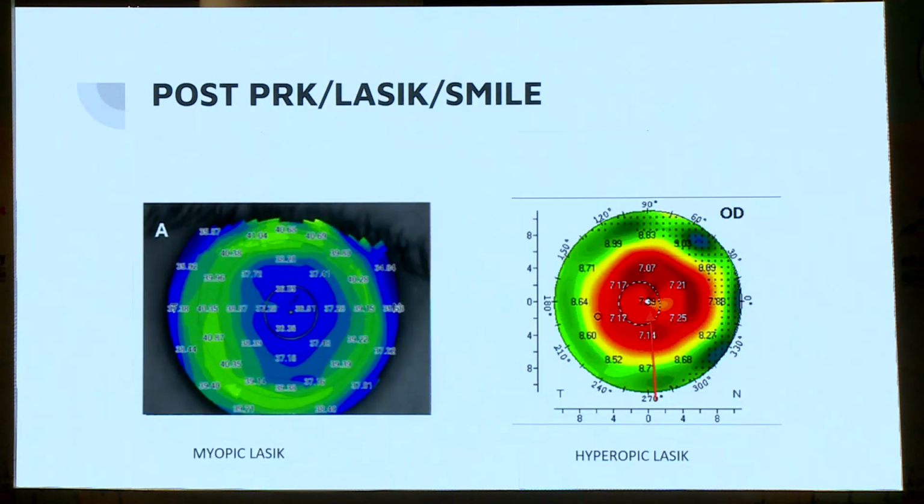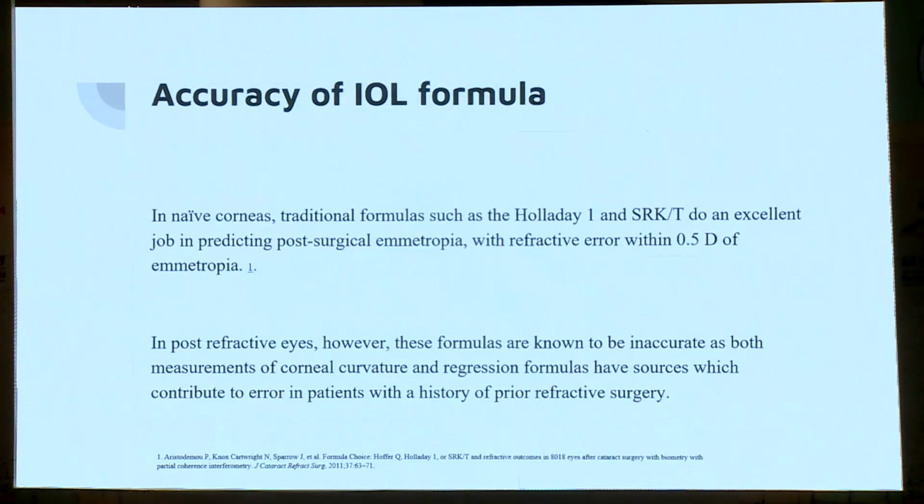In cases of patients undergoing refractive surgery, after myopic correction, you can see in the picture on the left-hand side central flattening and peripheral steepening, which is again the opposite in a hyperopic patient, where there is central steepening and peripheral flattening.